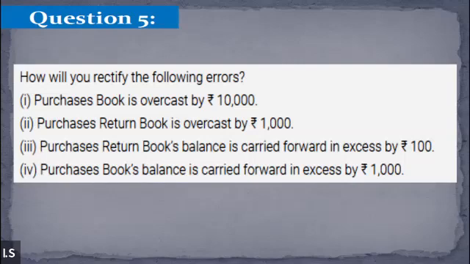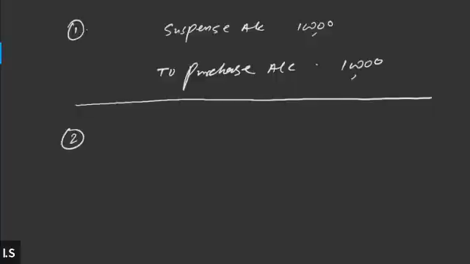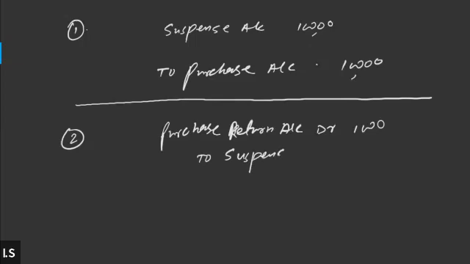So in order to rectify this effect, what will we be required to do now? Debit the purchase return book. Correct. Purchase return account will be debited, right? To suspense account, the amount was 1,000. Since it is not known to whom the return is being made, we are going to write down suspense account 1,000.